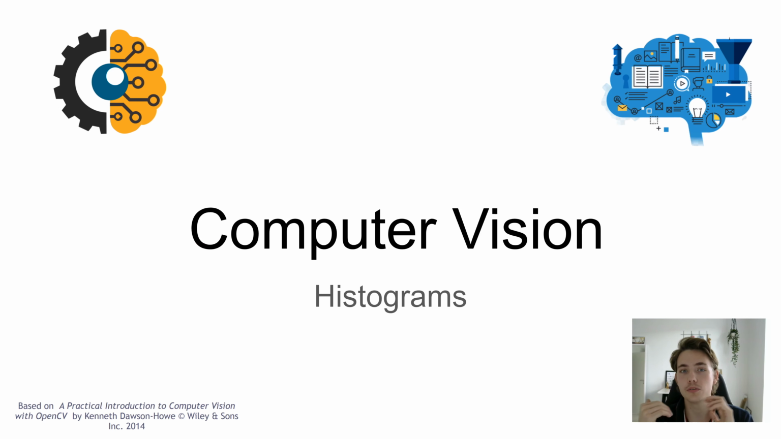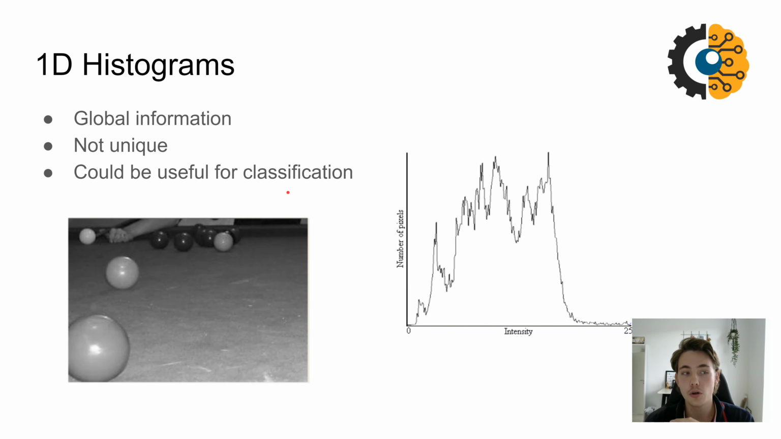In this video we're going to talk about histograms and how we can use histograms in computer vision and why they're a good thing to learn. First of all, we're going to talk about one-dimensional histograms. So for example, let's say we have a grayscale image and we want to create a 1D histogram of that grayscale image. We use histograms to get some kind of global information about the picture.